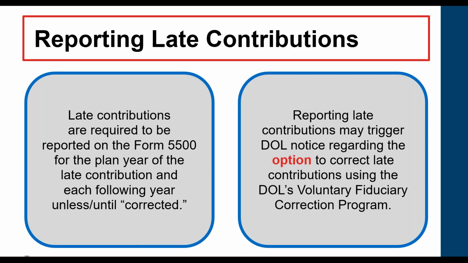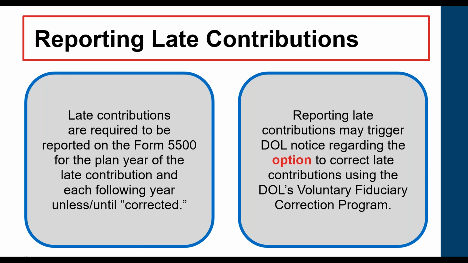So then the DOL, we've seen letters triggered, where they send something to the plan sponsor that says, hey, you reported on your 5500 that you had late contributions for this plan year. Have you corrected it? If not, we have this program, the DOL's Voluntary Fiduciary Correction Program, that you should strongly consider. It is an optional program, but it's a way for you to come forward to the DOL and say, hey, we had these late contributions. This is what we did to correct our error. Essentially, what do you think? Do you agree with our correction process?